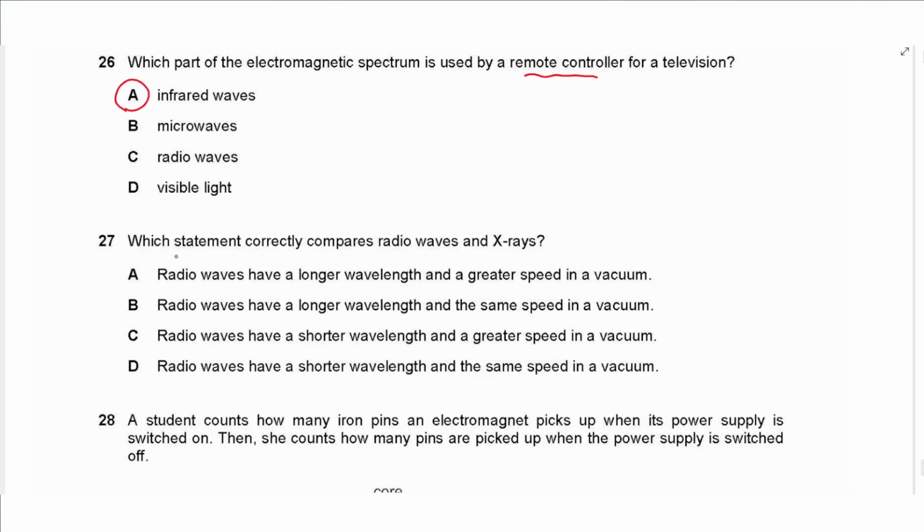Question 27 says which statement correctly compares radio waves and X-rays? So radio waves have a longer wavelength than X-rays. Yes, longer wavelength is correct. So C and D are eliminated. And greater speed in vacuum? No, not greater. It is the same speed. All electromagnetic waves move with the same speed in vacuum or in air or free space. So the answer is B.